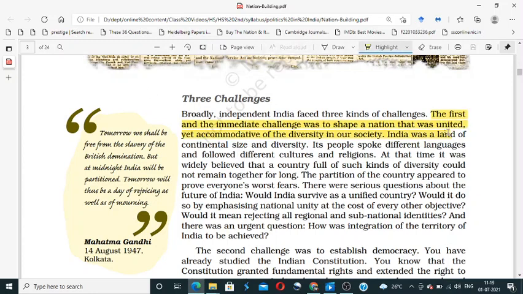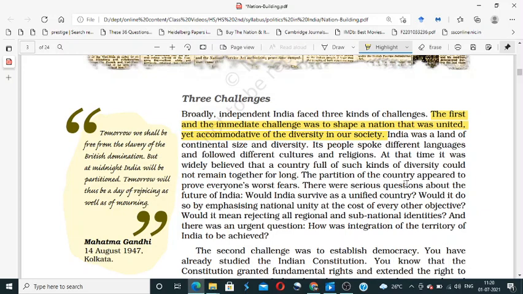the first and immediate challenge was to shape a nation that was united yet accommodative of the diversity in our society. I already told you that India is a large and diverse country. There is diversity in every aspect of life. If you look throughout the country from Kashmir to Kanyakumari, thousands of languages, castes, cultures, traditions, dressing systems, people's behavior, everything is different, right? From Nagaland to Gujarat, there are thousands and thousands of differences amongst the people.